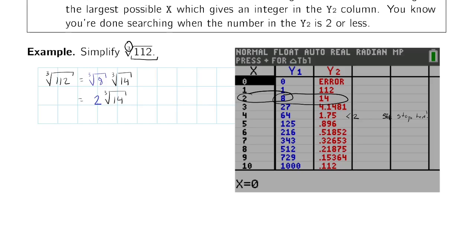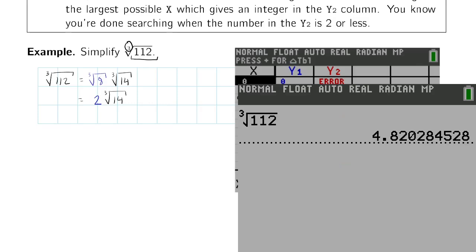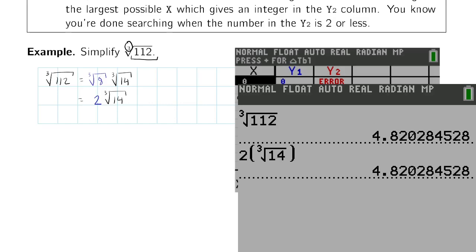14 is relatively big, so we might be worried that we missed something, but we used the calculator to go through this systematically, so we know that we didn't. And again, on the calculator, we can look at the third root of 112 is 4.8 and a bit, and 2 times the third root of 14 works out to exactly the same decimal. So those really are equal. They really represent the same number.